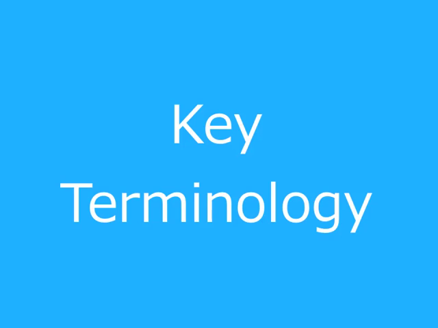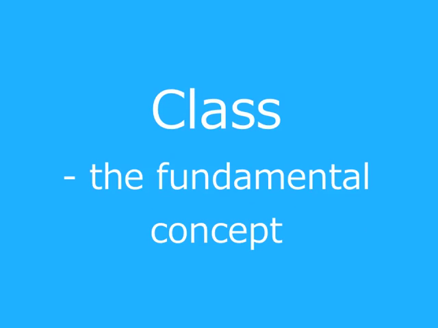In this video note, we're going to introduce some of the key terminology of object-oriented programming. The first piece of terminology we want to introduce is the word class. This is probably the single most important concept you will learn about in this video note, because it is impossible to discuss object orientation without a firm understanding of the meaning of the word class.